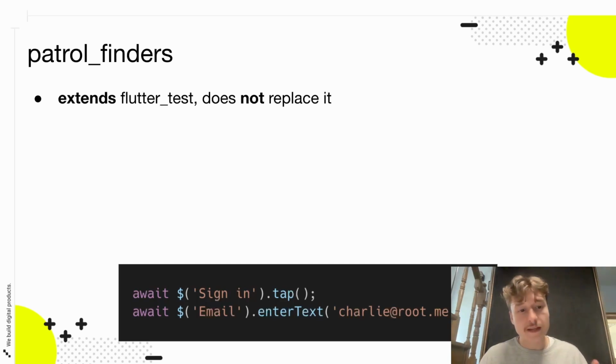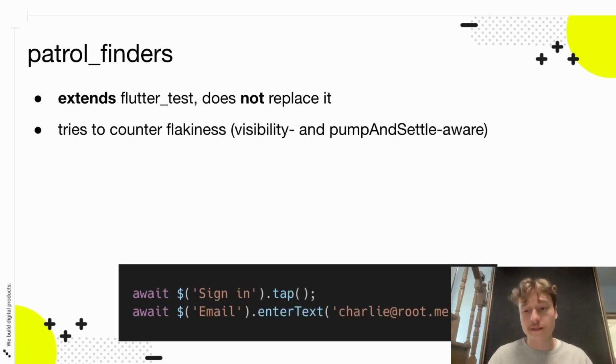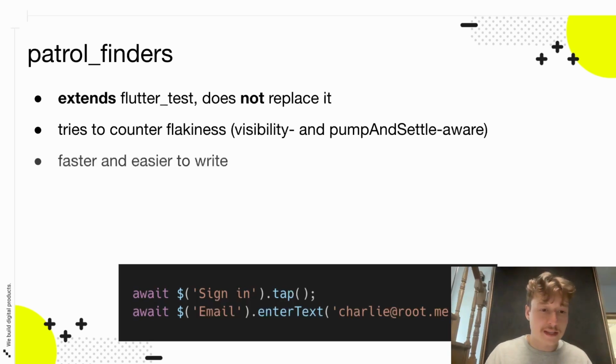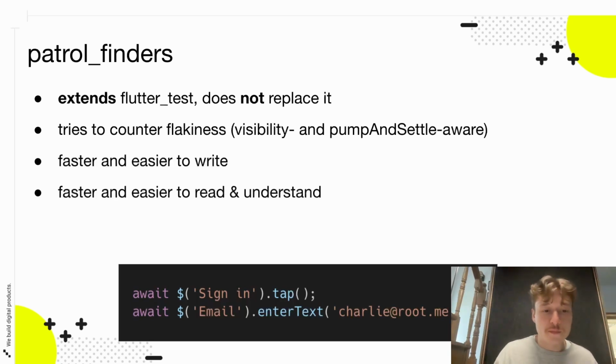There are finders that we try to extend, Flutter Finders, Flutter Test Finders, not replace them. So you can use Patrol Finders wherever you would use a Flutter Finder. We also try to counter flakiness. So we try to check if something's visible, wait for it, check if something is clickable, like tappable, hit testable, to be exact. We try to pump and settle and stuff like that. They're faster and easier to write in our opinion. They are opinionated pretty much, as you can see.